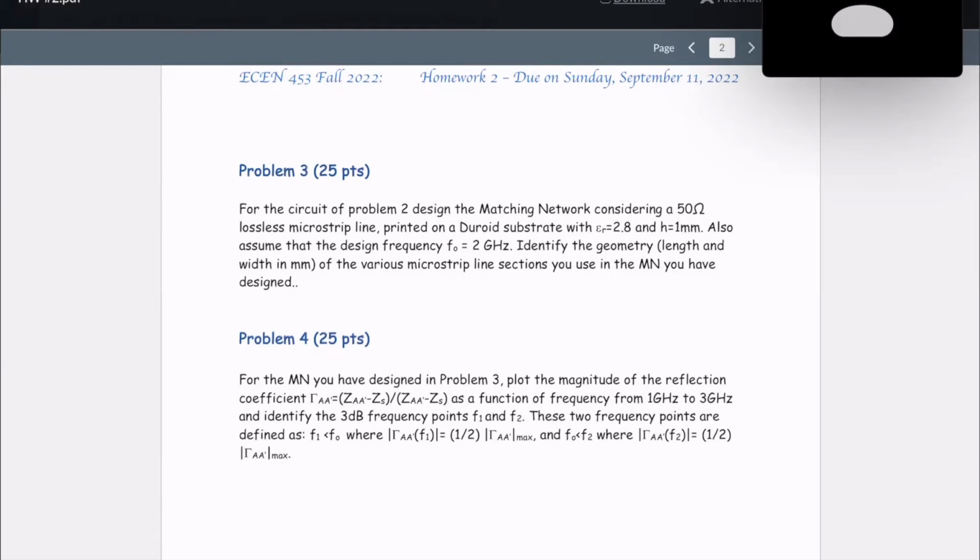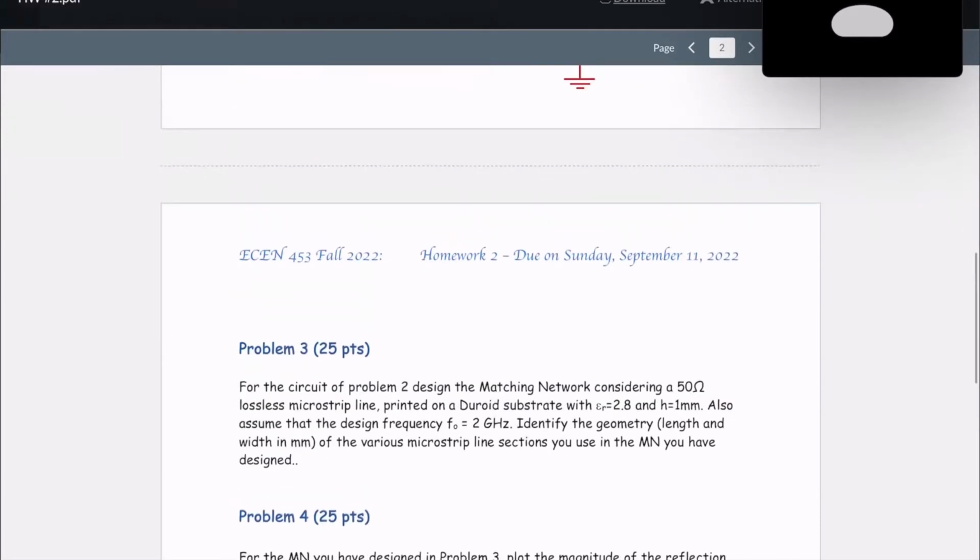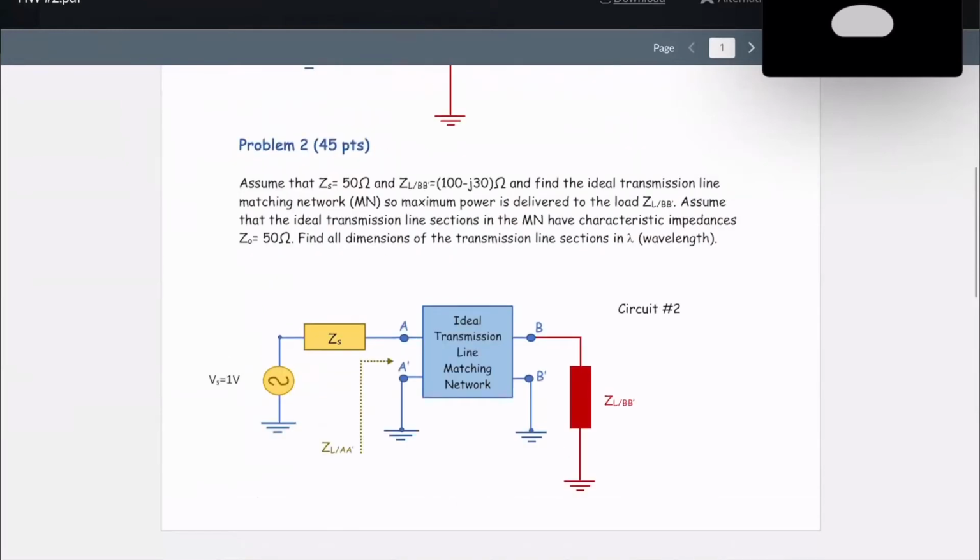So why do I not solve a problem similar to 4? Practically, I'm going to solve another matching network, and then for that other matching network, I will plot the magnitude of the reflection coefficient as a function of frequency, and then identify the 3 dB frequency points. How about that? Is that okay with you? Yes, ma'am. Okay, perfect. Thank you. All right, so let's try to do that.